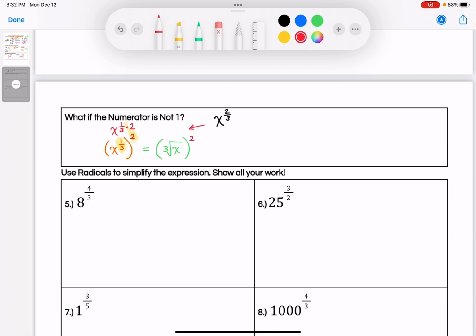And then I still have that exponent of 2 outside. So it's the 3rd root of x all raised to the 2nd power. So that's one way to think of it. It's 1/3 times 2. Well, the other way to think of it is it could be x to the 2 times 1/3, right? I'm still multiplying my exponents, so I just have the 2 first and the 1/3 second.